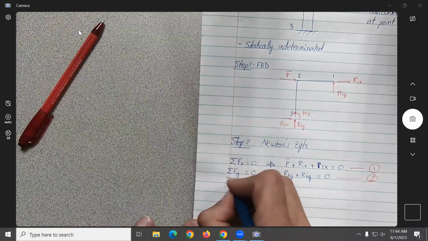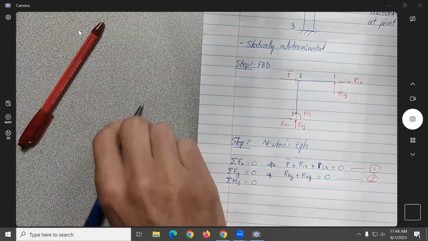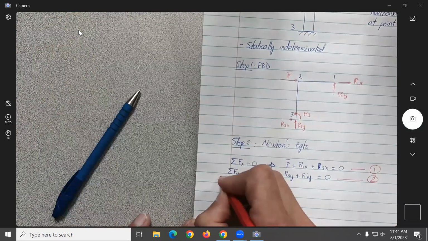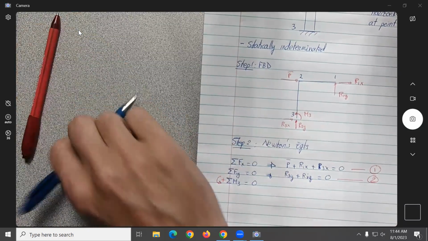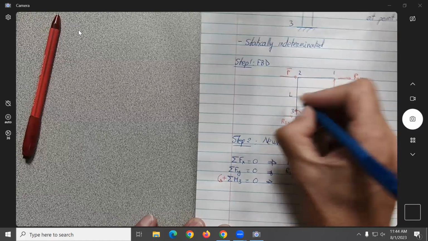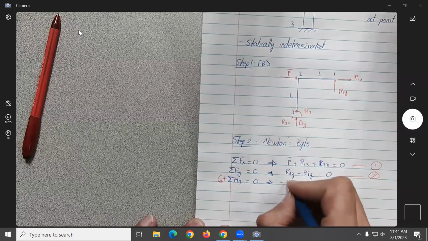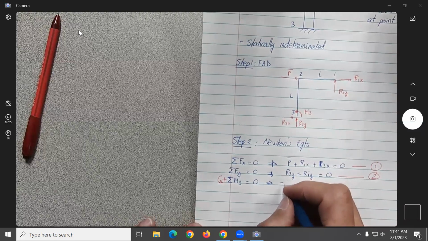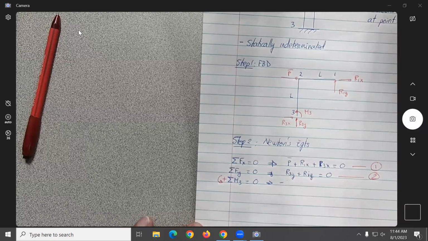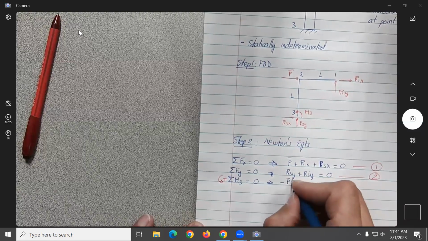And finally, let's say we take moments about point 3. Don't take y as positive. I always follow the normal, traditional sign conventions. So this will give you what? Let's say minus P bar, minus P bar times L, no?